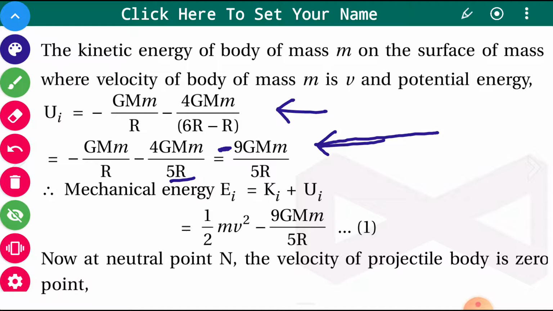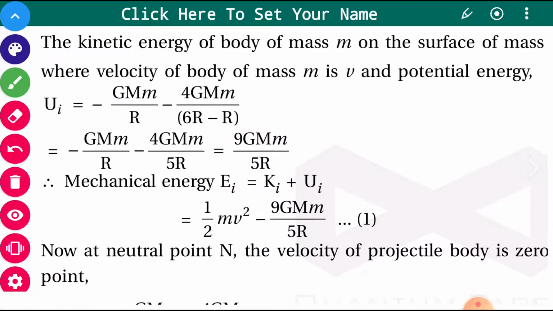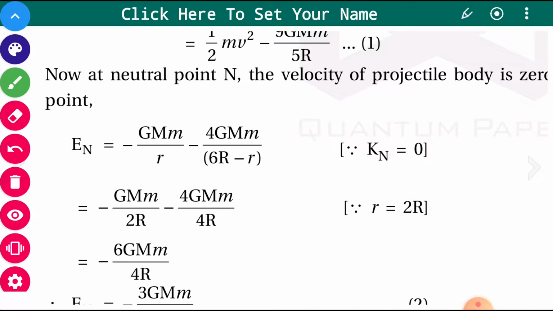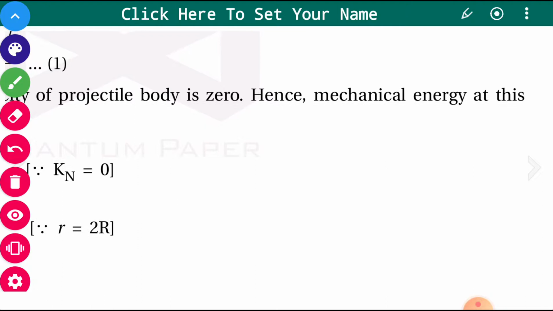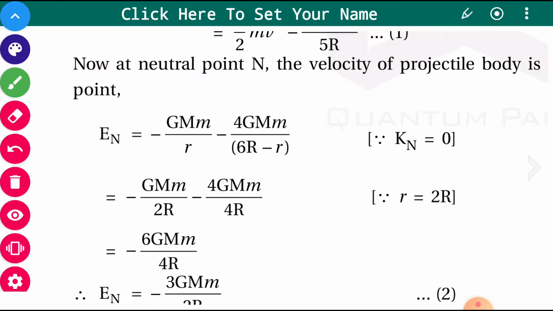So mechanical energy initially is total energy, that is kinetic plus potential. Kinetic is 1/2 mv square, and in potential we got minus 9GMm upon 5r. So this you have to take minus because it comes minus, it is a binding energy as such. There is a slight printing mistake, it is negative. Now at a neutral point, velocity of a projectile body is 0 because resultant force is 0, hence mechanical energy at neutral point.